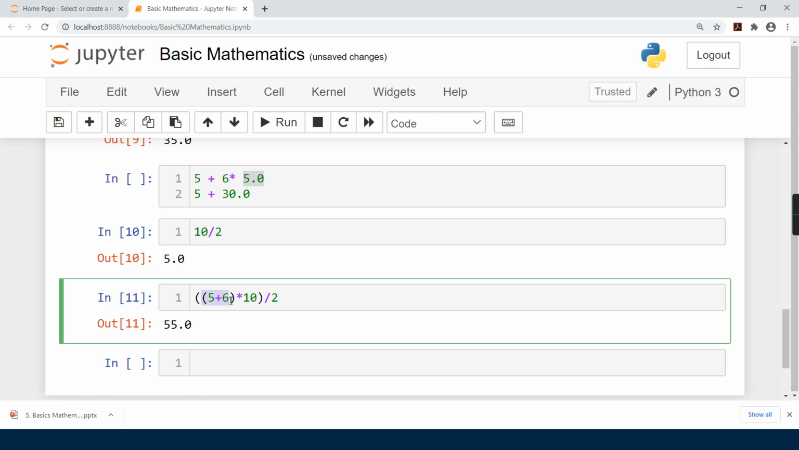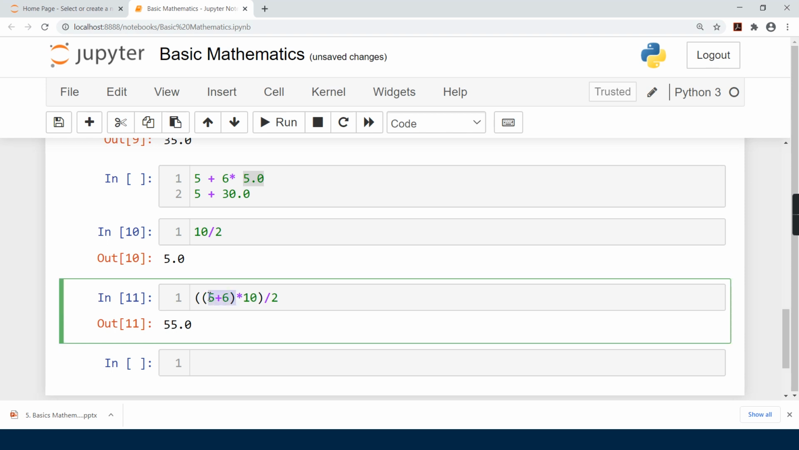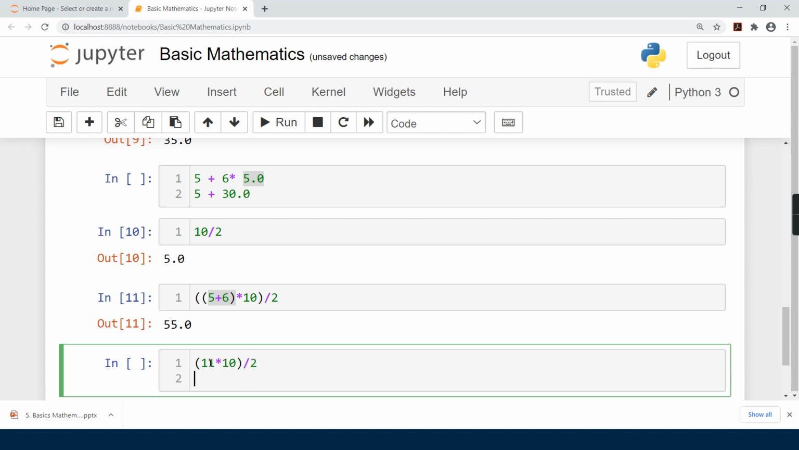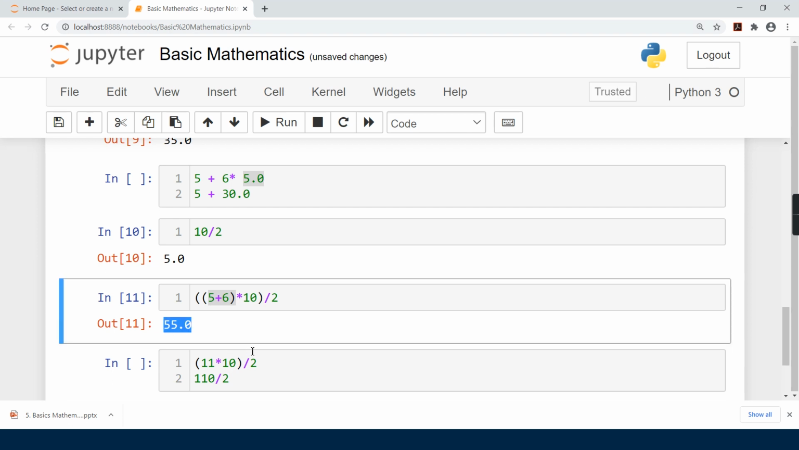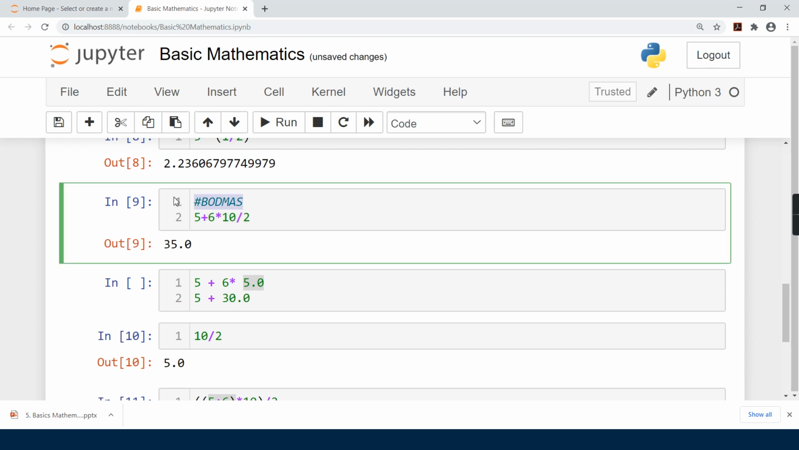So 5 plus 6 is 11. Because we have two braces here, the innermost brace is first executed. So we have the value as 11 times 10, and then it is being divided by 2. Next step is nothing but 110 divided by 2, and that is nothing but 55.0. That is why we are getting the value as 55.0. Okay, so this is the order of operations that we have. If you just simply remember this short form of BODMAS, it is going to make sure that you understand the concept of the order of operations inside Python.